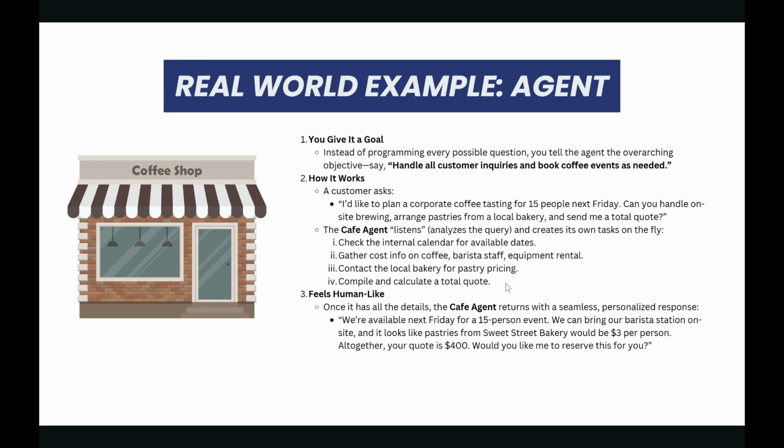An example response would be, "We're available next Friday for a 15-person event. We can bring our own barista station on site, and it looks like pastries from Sweet Street Bakery would be $3 a person. Altogether, your quote is $400. Would you like me to reserve this for you?" Notice that the agent's response didn't rely on a pre-written answer like our chatbot did. It actively pieced together information to address this unique request.